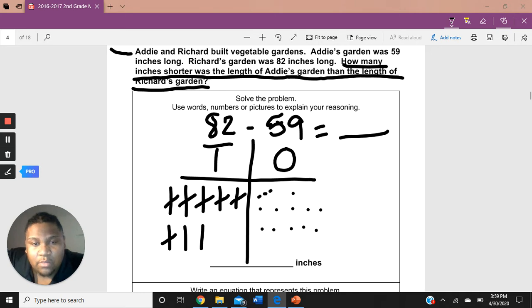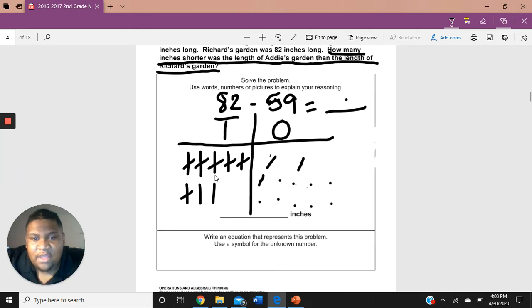1, 2, 3, 4, 5. All right, so 3, 4, 5, 6, 7, 8, 9. So now I see that I have 3 ones left. So I'm going to put that 3 under here. And I have 2 tens left.